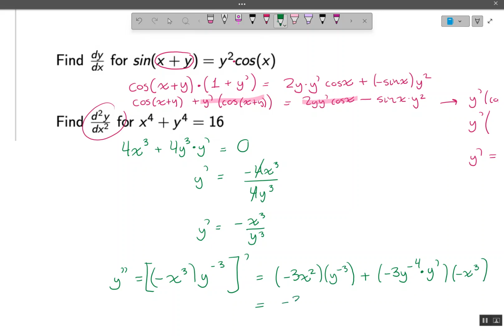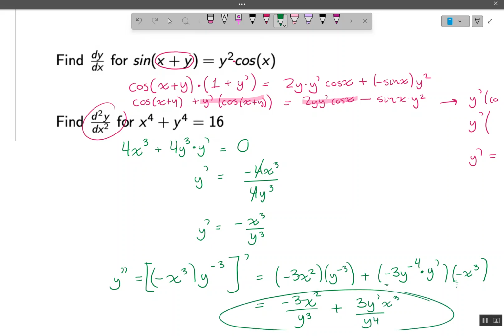So we have negative 3x squared over y cubed. Here we have negative times a negative, so that'll be still plus. 3y prime on the top, x cubed on the top, y to the fourth on the bottom. Let's check that. Negative 3x squared over y cubed. Negative, negative, positive, y to the fourth on the bottom, y prime on the top, and x cubed on the top. Yeah, that's my second derivative.